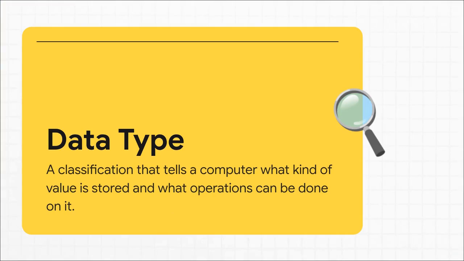So, at its heart, a data type is just a label. It's a classification that tells the computer two really critical things. First, what kind of information it's looking at, and second, what it's allowed to do with that information. A great way to think about it is to imagine a database as a big digital filing cabinet. The data types, they're the different folders inside. One for text, one for numbers, one for photos. Each folder is built to hold one specific kind of thing.